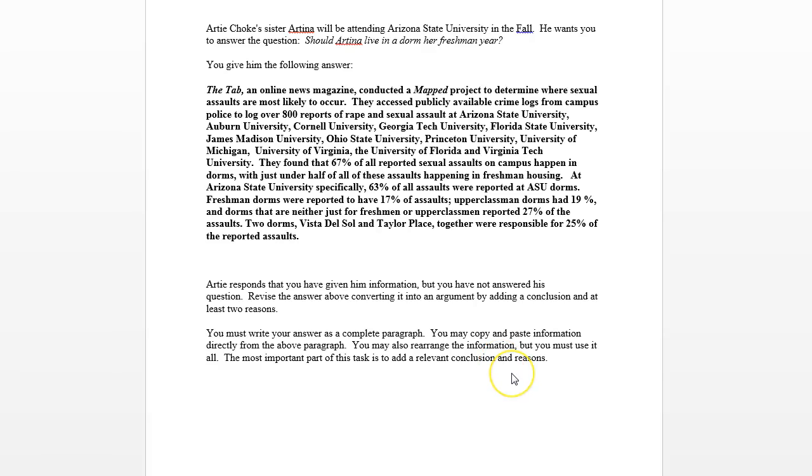Okay, let's take a look at an informative paragraph that you want to turn into an argumentative paragraph. If you look at the prompt, it says the question that you're supposed to ask is, should Artina live in a dorm her freshman year? Now remember, in an argument, the conclusion always has to directly answer the question that is expressed in that particular issue.